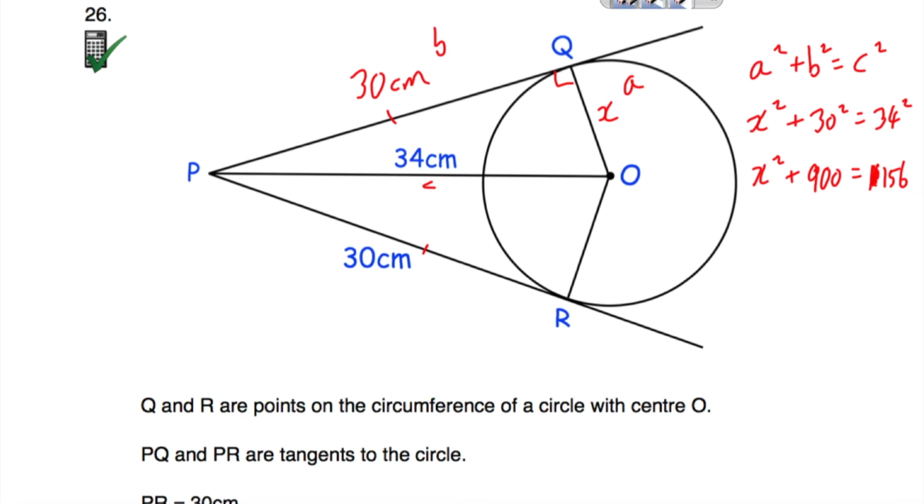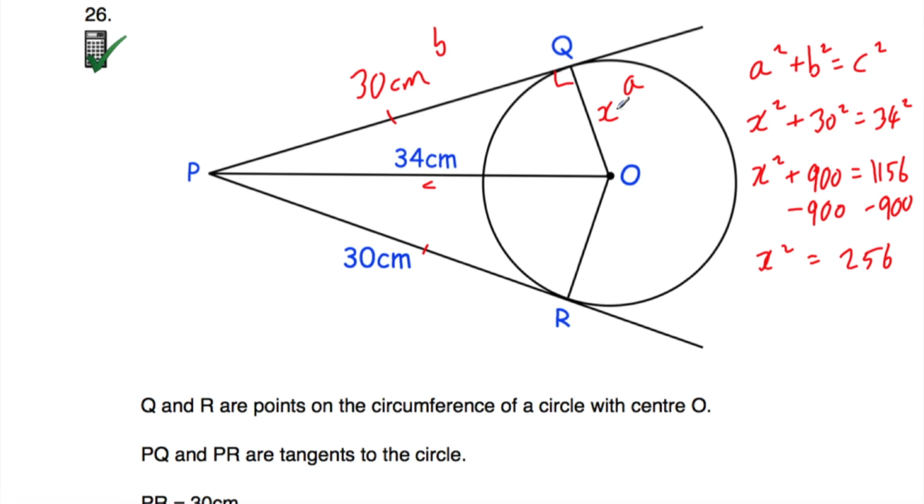I'm just going to write that out a bit more tidily. So let's now take away 900 from both sides of the equation. So we take away 900 and take away 900, we get the x squared on the left hand side is equal to, and 1156 take away 900 is equal to 256. So that means the length of this side squared is 256.